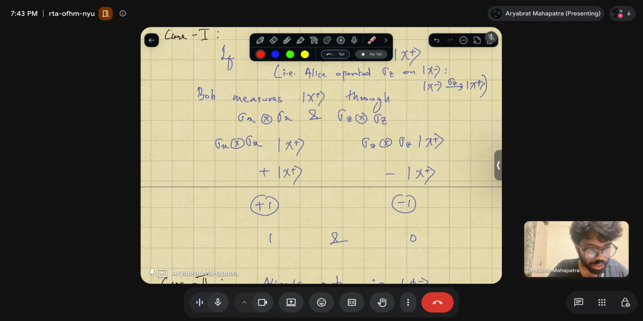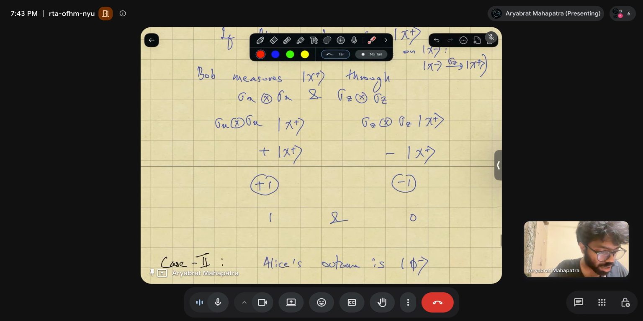The eigenvalues are plus one and minus one. Classically we can denote it as one and zero bit. So this is one classical bit and the other classical bit. So you are getting two bits of information from your measurement, just by sending one qubit to you. I just sent you one qubit, and you are able to extract two bits of classical information.